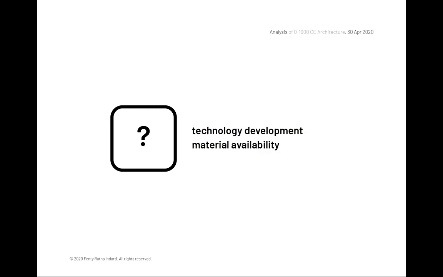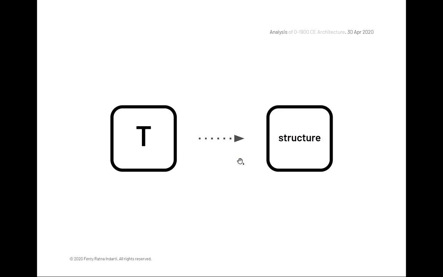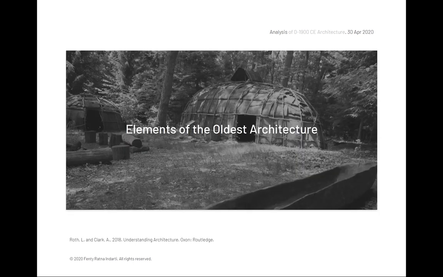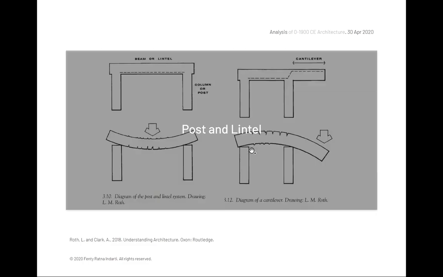And also, I forgot to mention the environment forces as well, because it relates to the material availability. That's why the technology affected the structure at that moment. It starts from the elements of the oldest architecture. Back then, people just used rammed earth to build their buildings like this. And then the technology and knowledge development brings post and lintel. It is the first type of beam and column technology.